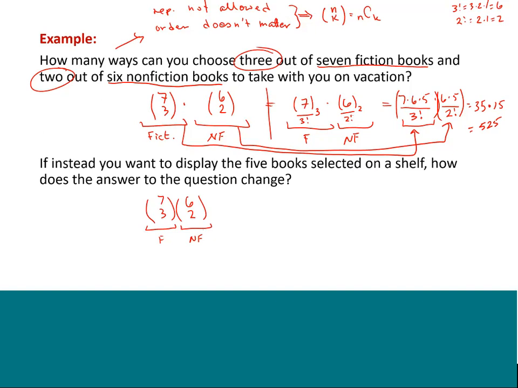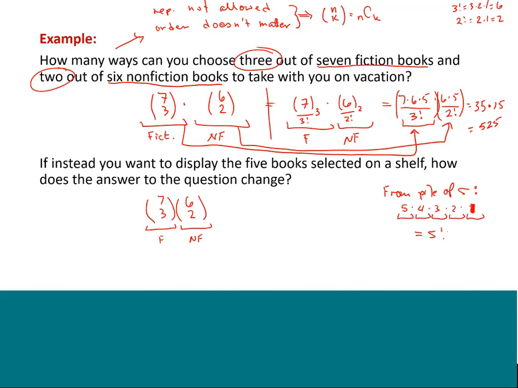Then, from that pile of 5 books on the floor, you put them on the shelf. So, of this pile of 5 books, what happens? You select one of them to go up on the shelf. There's 5 books, so they'll go in 5 positions. Any of the 5 can go in the first position, then any of the 4 in the second position, the remaining 3 in the third position, the remaining 2 in the fourth position, and there's only one possibility in the last position. And if we multiply that together, that would be 5 factorial.